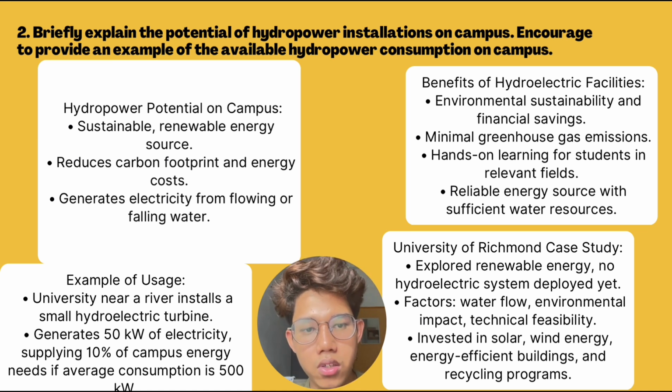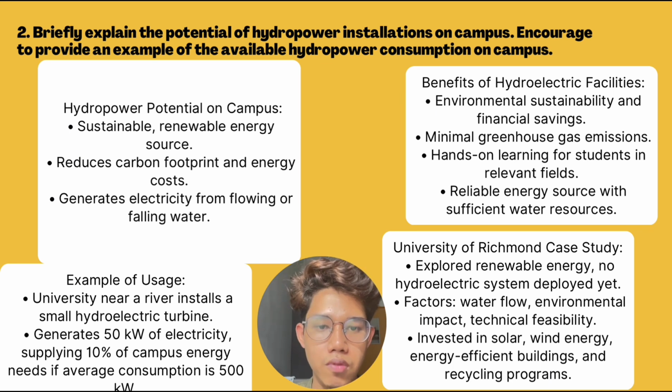The benefits of hydroelectric facilities are environmental sustainability and financial savings. The second one is minimal greenhouse gas emissions. Next, hands-on learning for students in relevant fields. And also a reliable energy source with sufficient water resources. The example of usage: a university near a river installs a small hydroelectric turbine that generates 50 kilowatts of electricity, supplying 10% of campus energy, if average consumption is 500 kilowatts.